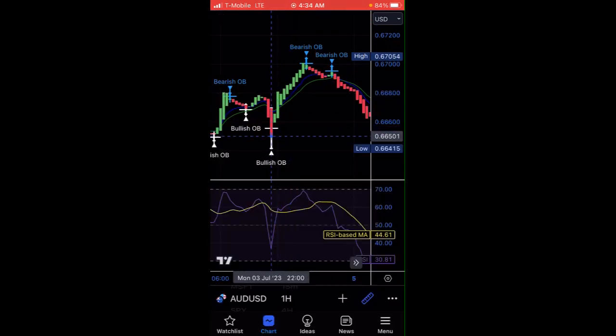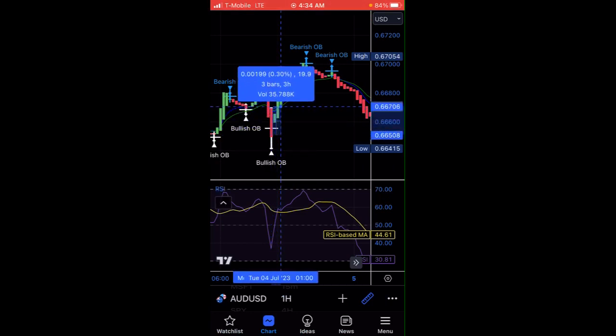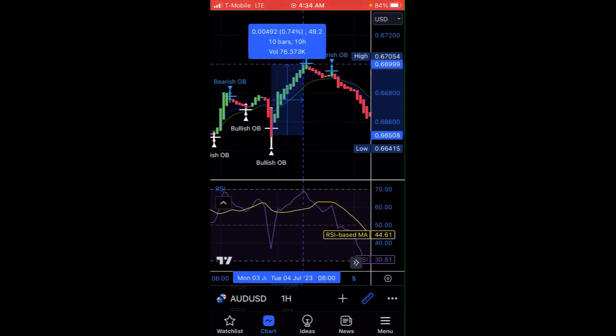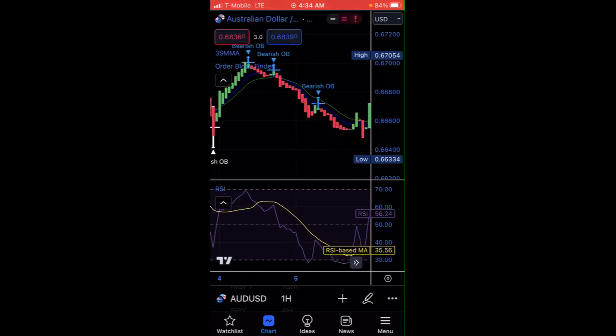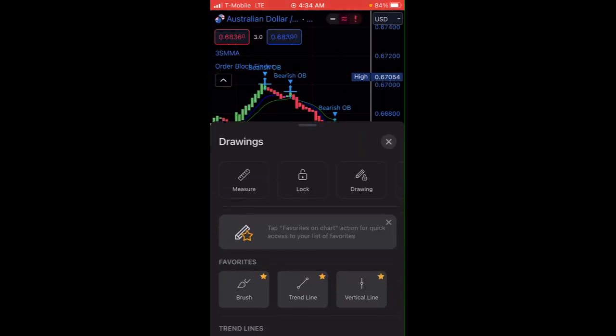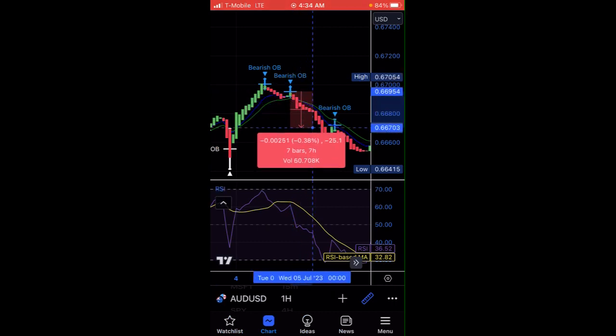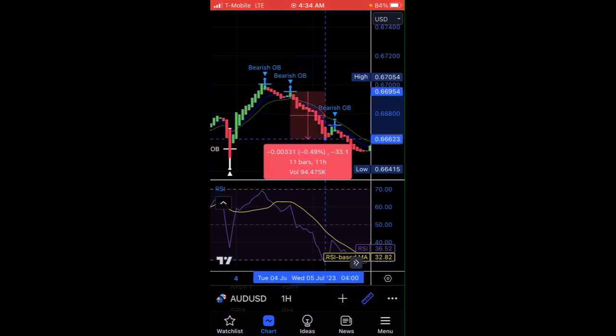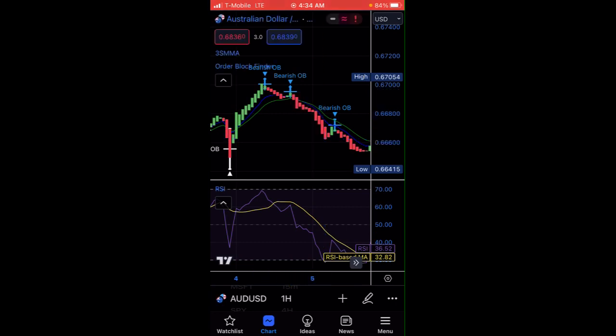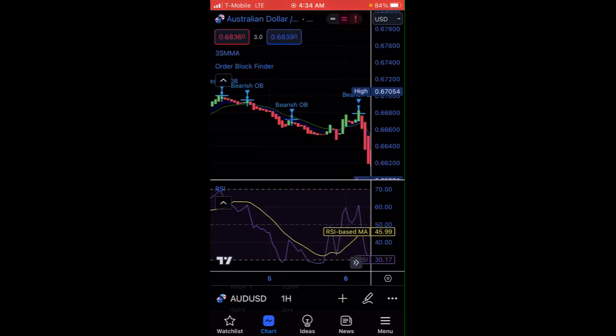So if we rode this one out, it gives us a bullish signal here. We rode this out to the top. This would have been $492 if you did a dollar lot size. Bearish signal right here, if you rode this one out, this would have been $331 in 11 hours. So you can see that this strategy works really, really well.